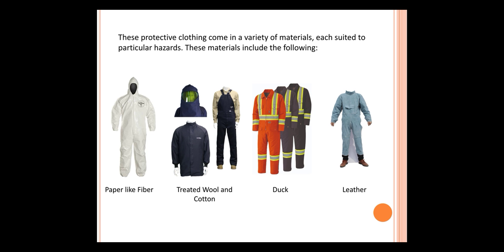And lastly is the leather. Leather protective clothing is often used against dry heat and flame. Be aware that different materials will protect against different chemical and physical hazards. When chemical or physical hazards are present, check with the clothing manufacturer to make sure that the material selected will provide protection from the specific chemical or physical hazard in the workplace.